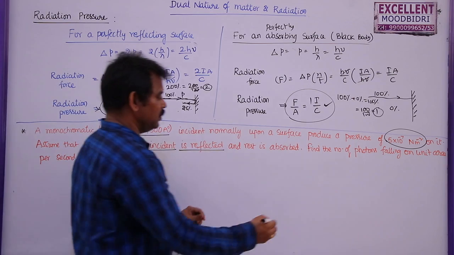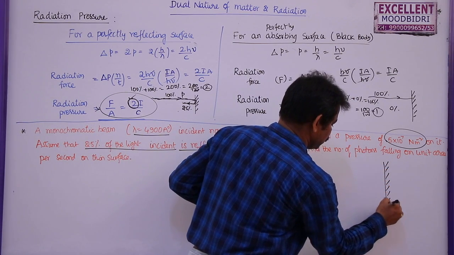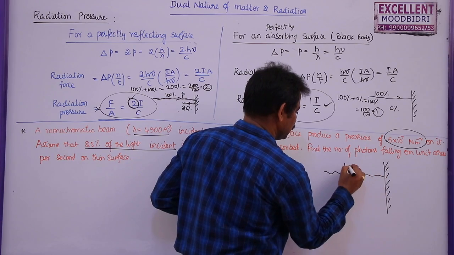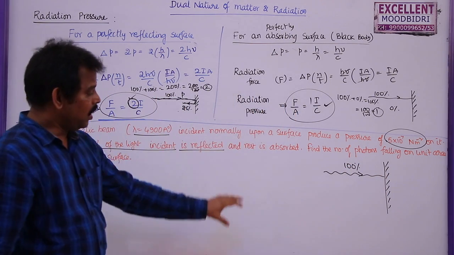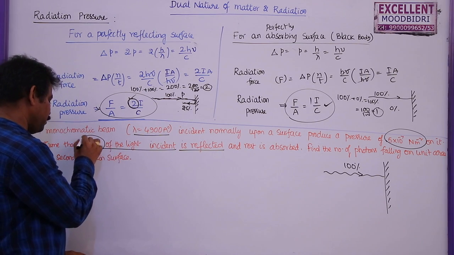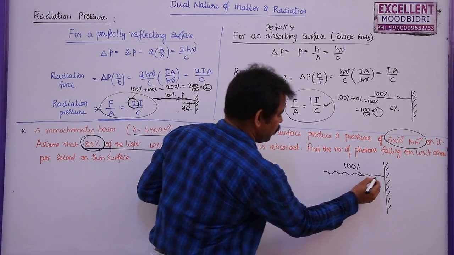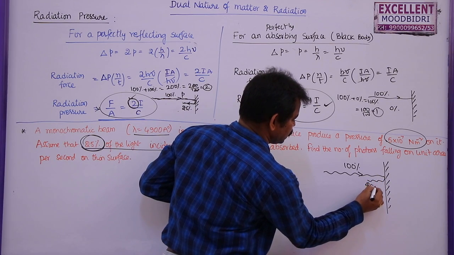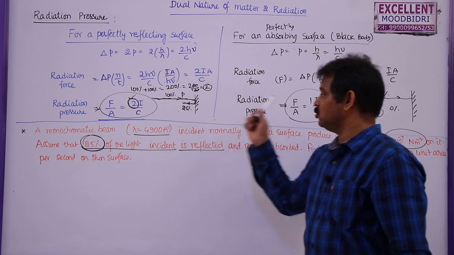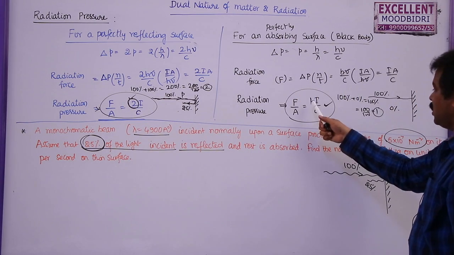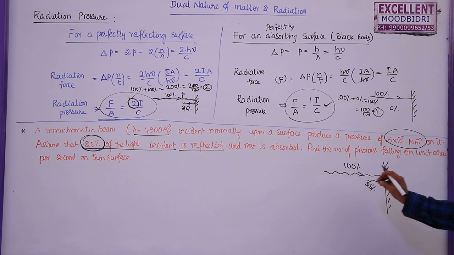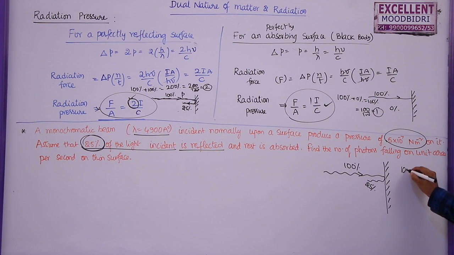But in this particular problem, there is a surface on which some radiation is incident. Let me take it as 100%. But out of this 100%, only 25% of the light is reflecting. So based on these two, here I got 2 into I by C, here I got 1 into I by C, but here some radiation is reflecting back. So this is 100% plus 25%, which is equal to 125%. If you divide with this one, you will get 125 by 100, which is equal to 1.25.